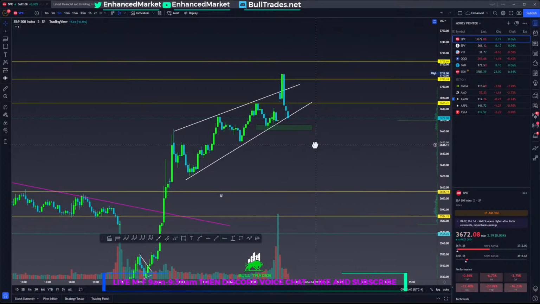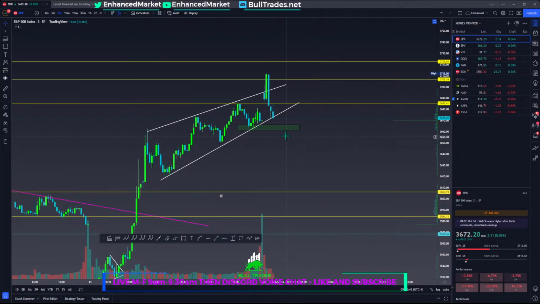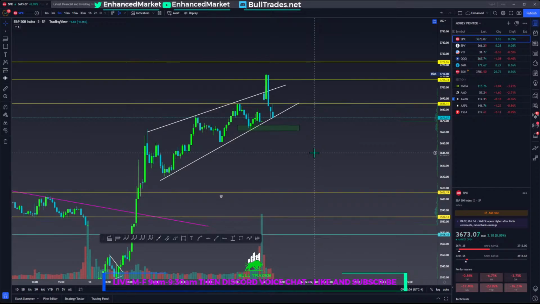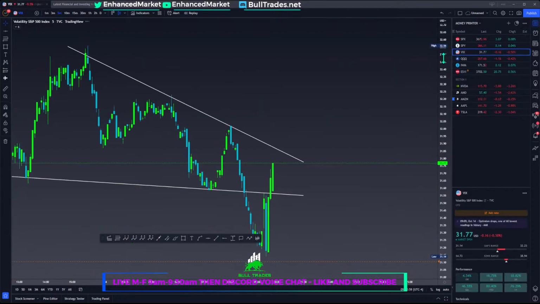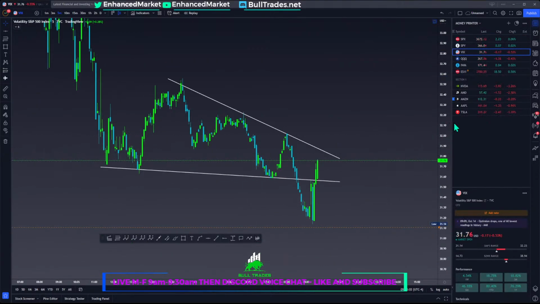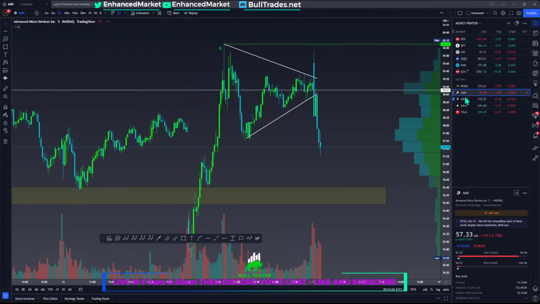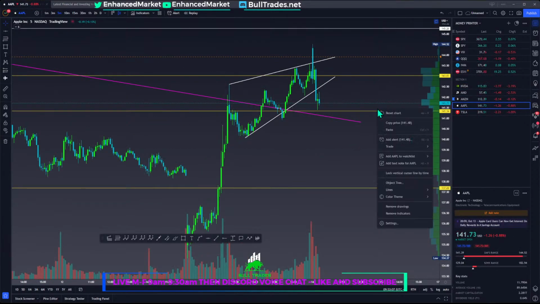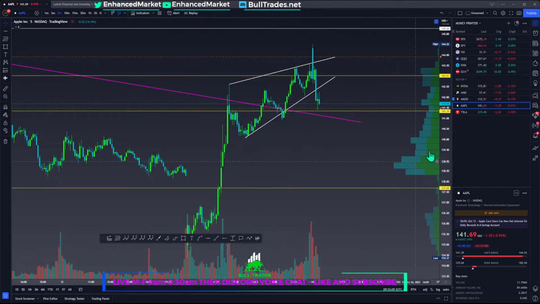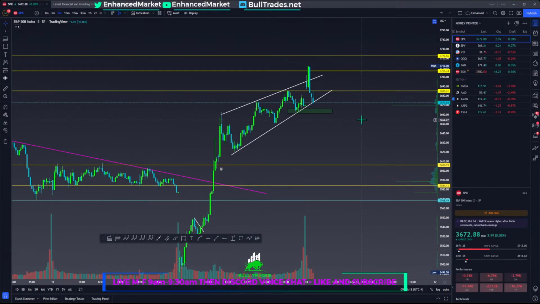I do want to see a push down to this level though. Going to break below this rising wedge, that'd be ideal. VIX is continuing to rise, so that's good. Nvidia, everything continuing to push down. Apple needs to break below here. So I entered around here. Stop loss should be right around this region.